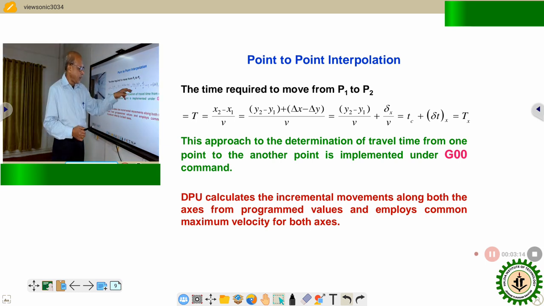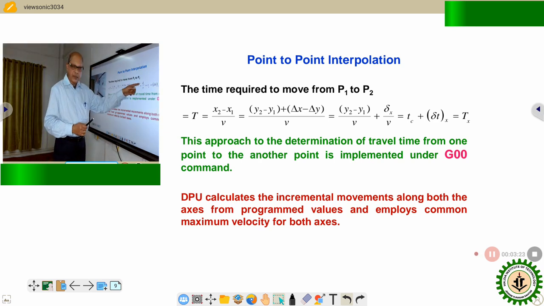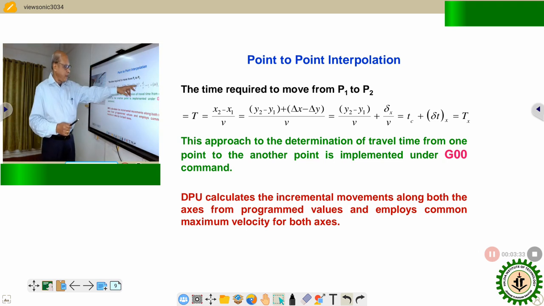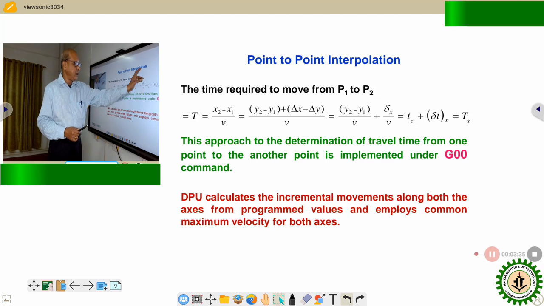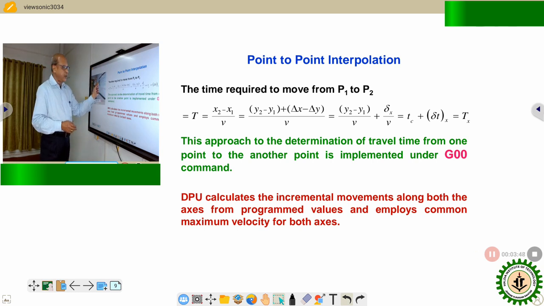That is why this time part I have written as tc, to imply it is common to both x and y. And the additional amount, that is exclusively for x axis, is delta x by v, that is the last part. That is in the first of the drawing, it is the QP2. So eventually it comes tc plus delta tx, which is equal to tx. Since along the x axis the distance coverage is more, the entire cycle time will be regulated or governed by the x axis.